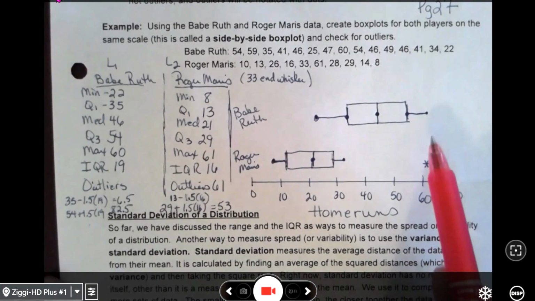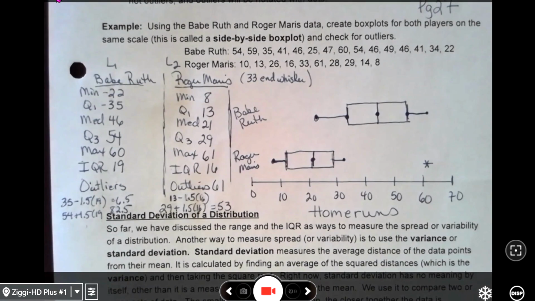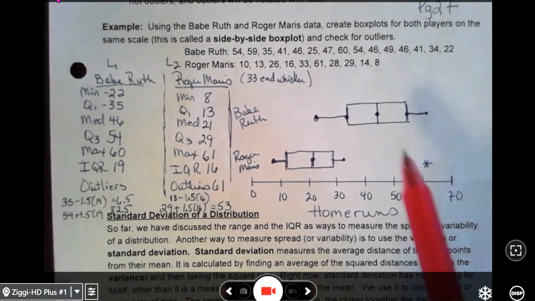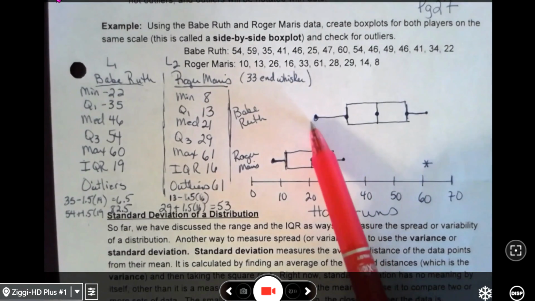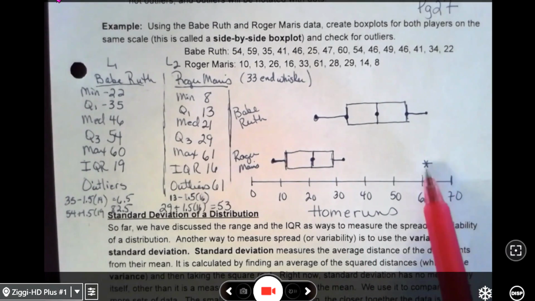So statistics is all about you analyzing data and then maybe asking more questions. Like my question would be, what happened the year he did 61 home runs? That's not normal for him. Was there a change in the rules? Was there a strike? Did something else happen? Because that's not normal for him. I mean, Babe Ruth did well consistently, right? This guy didn't so much. This is like a crazy outlier of what his home runs are.